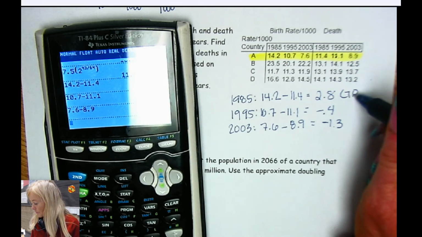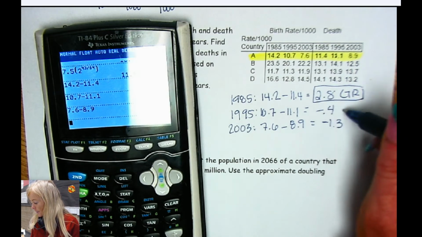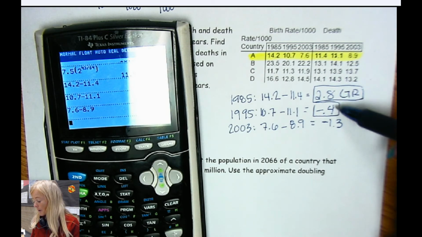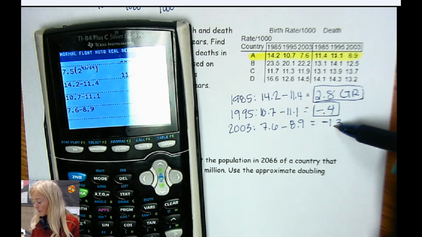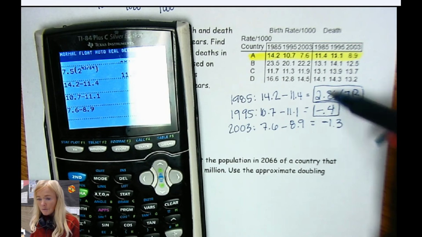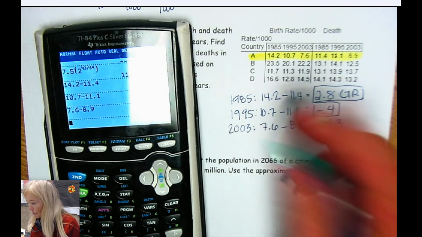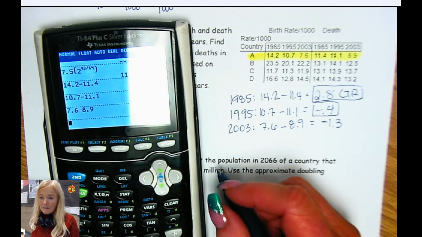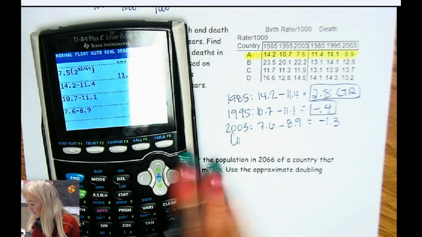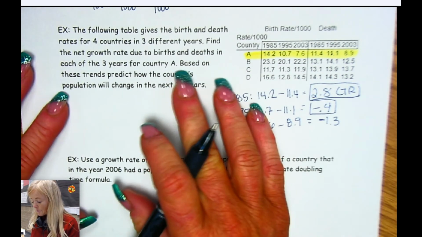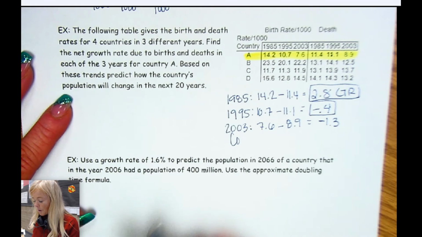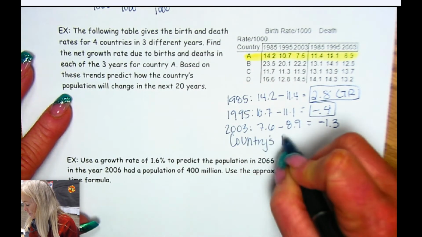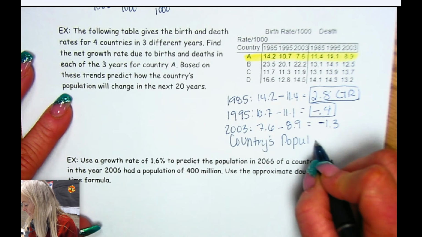Remember, these are all our growth rates, and then a negative 0.4. So that dropped quite a significant amount. And then it dropped again to negative 1.3. And with it dropping continuously over these 2 time periods, then we would say that the country is going to decrease, right? It says, part of the question asks you, based on these trends, predict how the country's population will change in the next 20 years. So I think the country's population will decrease.